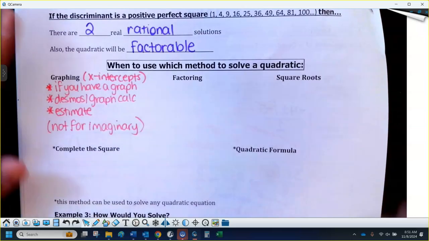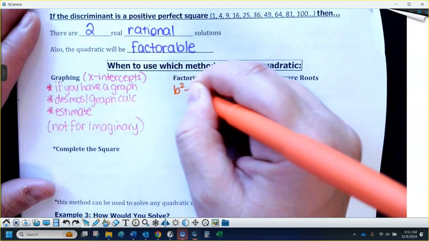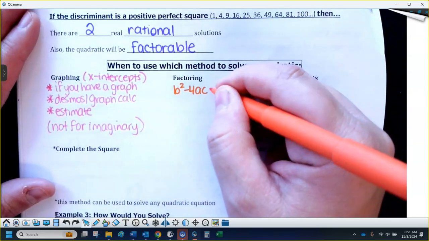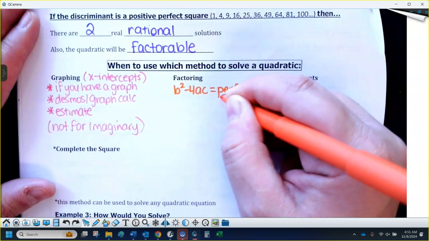Okay, now, 2 things for factoring. I just told you this. If you do the discriminant, b squared minus 4ac, and it is a perfect square, you'll know that you can factor it.